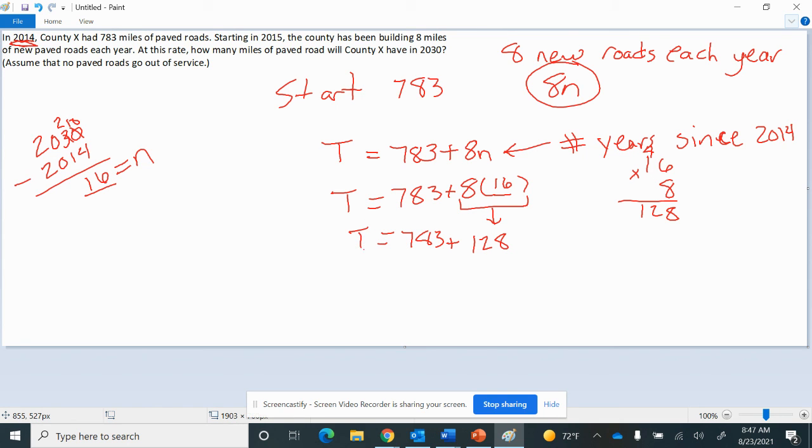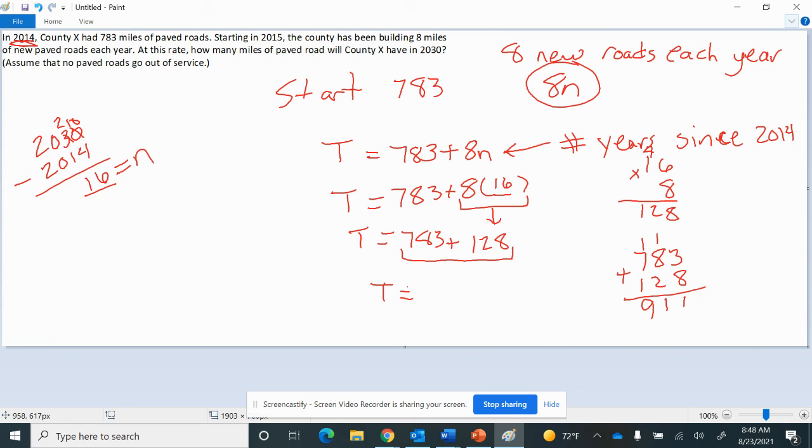All right, and then finally, to figure out my total number of new roads, I just need to add these two numbers together. So once again, off to the side, I'm going to add 783 plus 128 and get my final answer. 8 plus 3 is 11. I carry my 1. 8 plus 2 is 10. Plus this 1 on top is 11. Carry my 1 again. 7 plus 1 plus 1 makes 9.